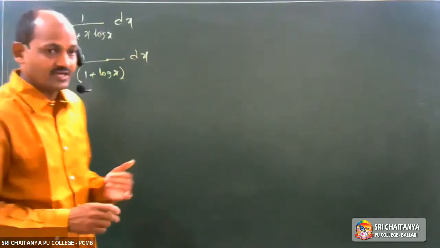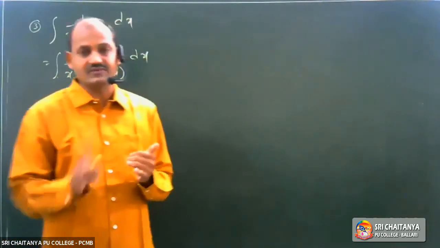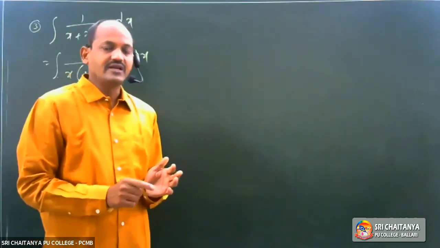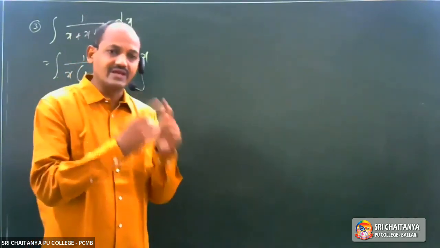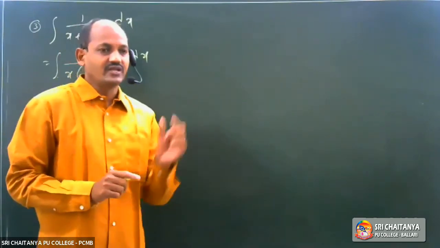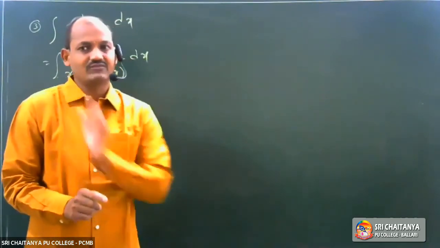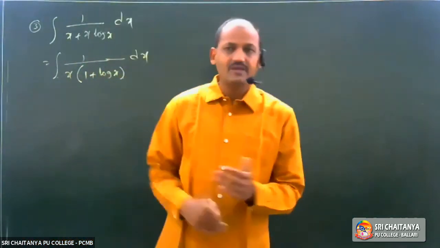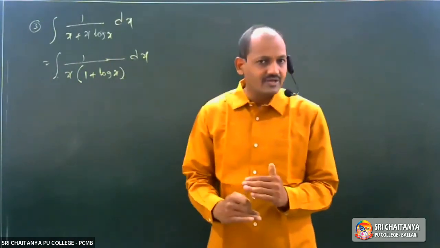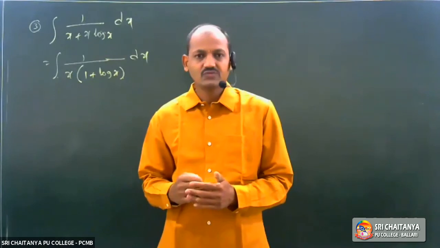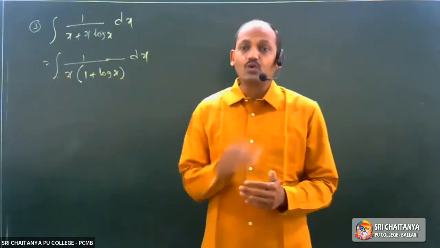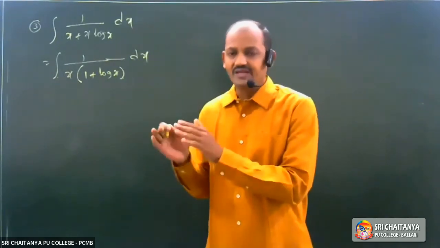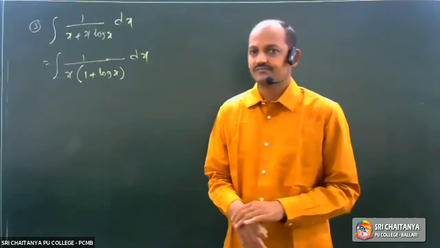Okay, what are the 4 properties? First one, f of x into f dash of x. So the derivative of f is f dash. Second one, integral of f of x whole power n into f dash. Third one, integral of f dash of x by f of x, so the derivative of the denominator is the numerator. Fourth one, f dash of x by root f of x. So when one function we consider as t, its derivative is the remaining function.